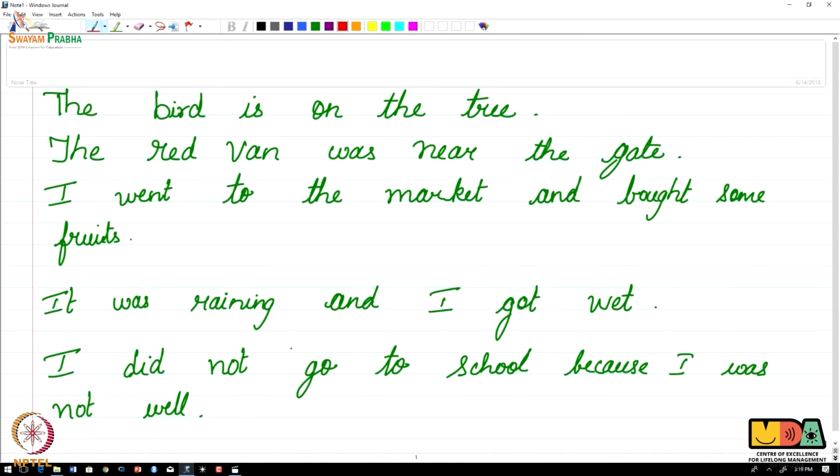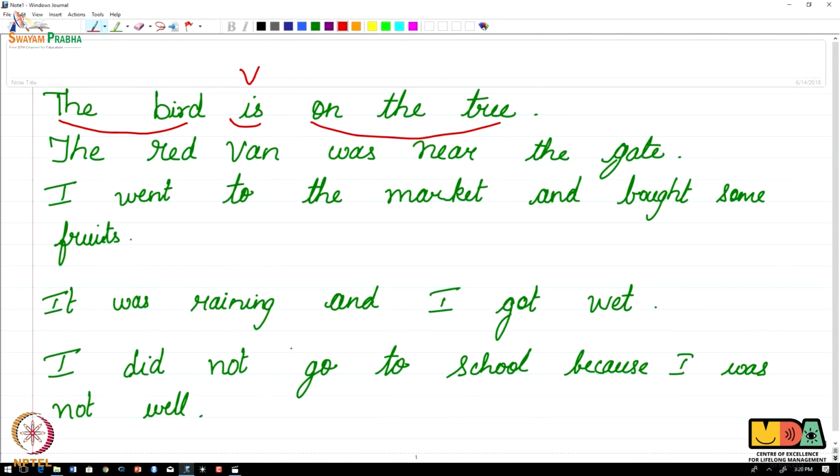In this sentence, the bird is on the tree. Here, I am going to first cradle my verb and mark it. The words before the verb and after the verb are being chunked and phrased out. Now, the child is taught to read: the bird is on the tree.